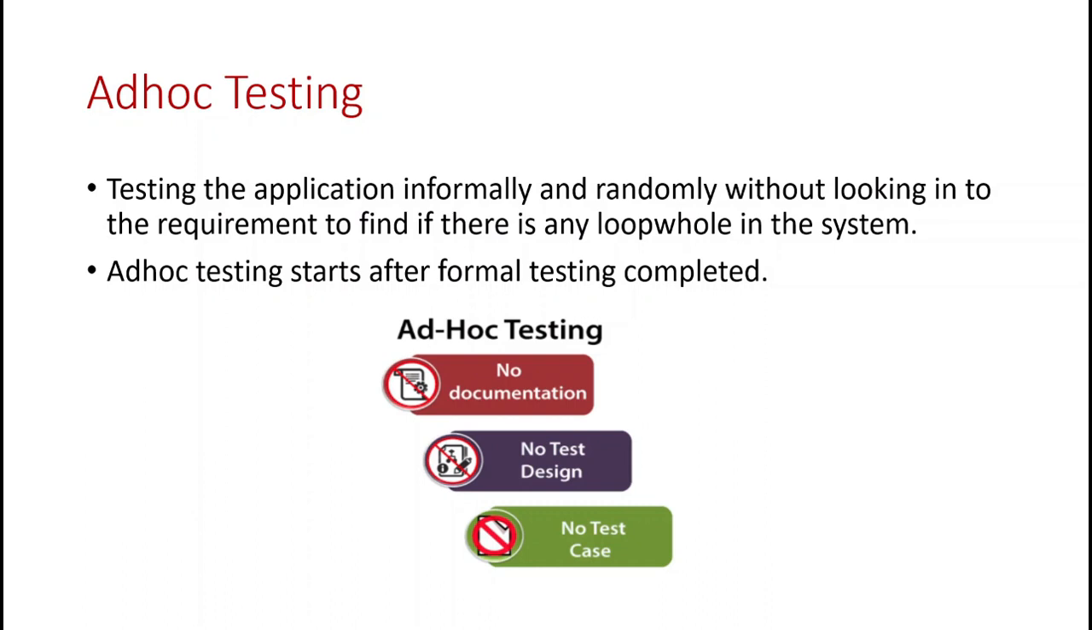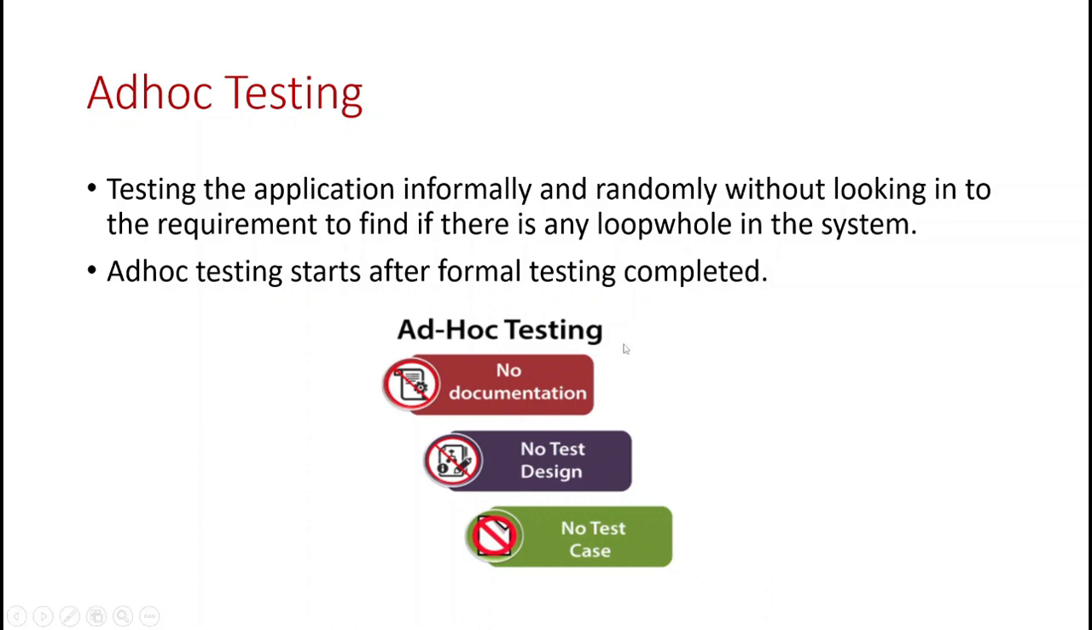In Adhoc testing, we are not following any planned approach. We are doing it in an unstructured way. Here you can see the definition of Adhoc testing: testing the application informally and randomly without looking into the requirement to find if there is any loophole or any bug in the system. Adhoc testing starts after formal testing is completed. Generally we do Adhoc testing once the functional testing is completed, or after completion of the entire formal testing.